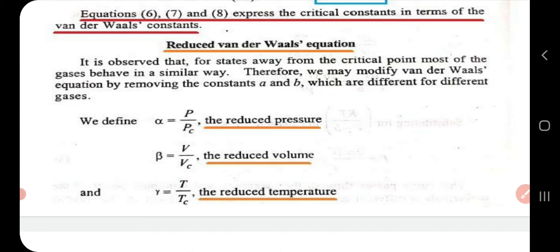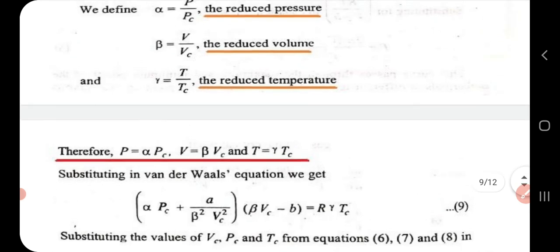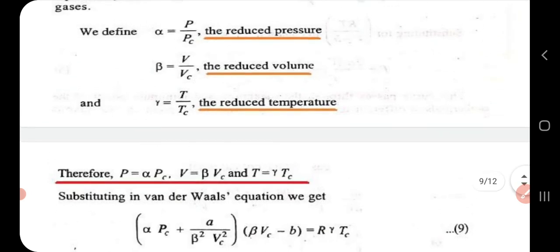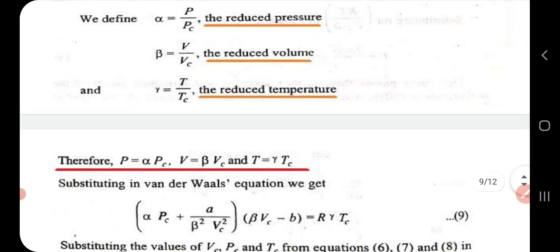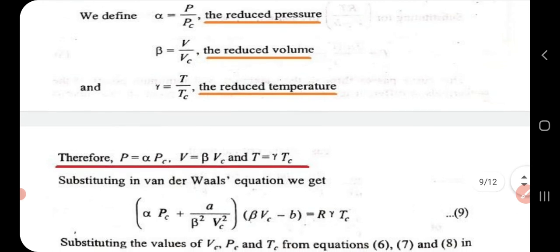In this case, we define P by Pc as the reduced pressure, represented as alpha. Then V by Vc as reduced volume, expressed as beta, and reduced temperature T by Tc expressed as gamma. Okay, so P equals alpha Pc, V equals beta Vc, and T equals gamma Tc.